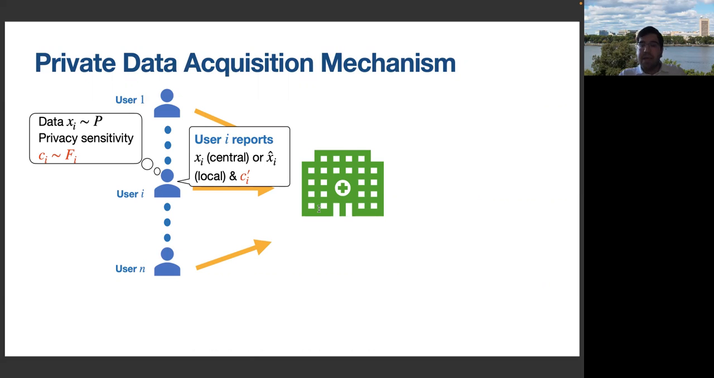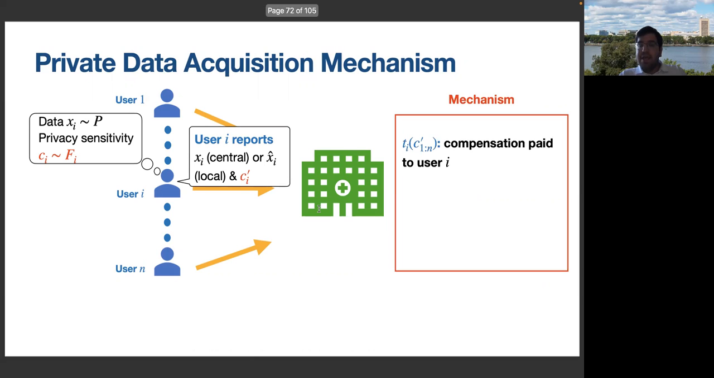And the mechanism has 3 outputs. First, the mechanism returns a function t_i, which is the compensation paid to user i that I talked about earlier in the first few slides. Second, the mechanism returns epsilon_i as the privacy loss level, the differential privacy epsilon parameter corresponding to user i, and these are functions of the reported privacy sensitivities. And finally, the optimal linear estimator is the last output of the mechanism.